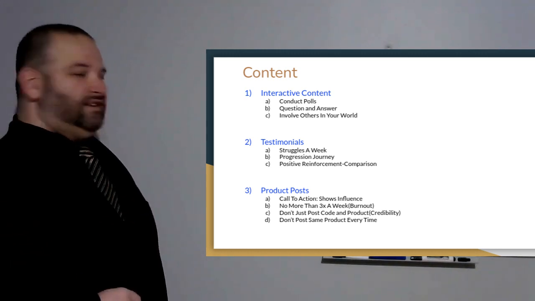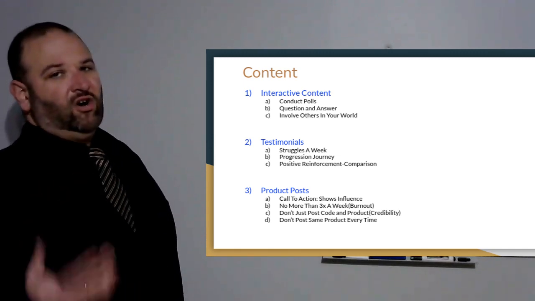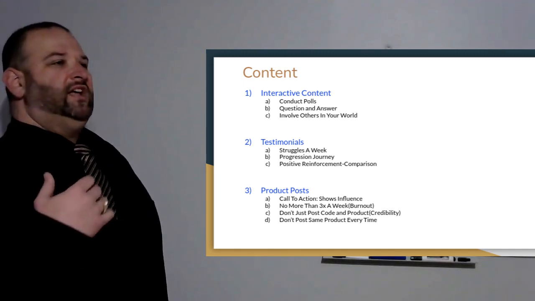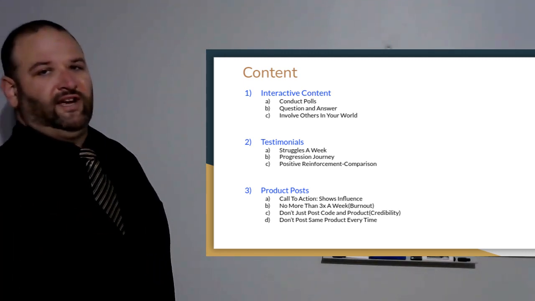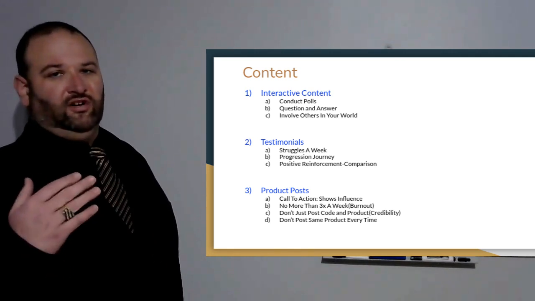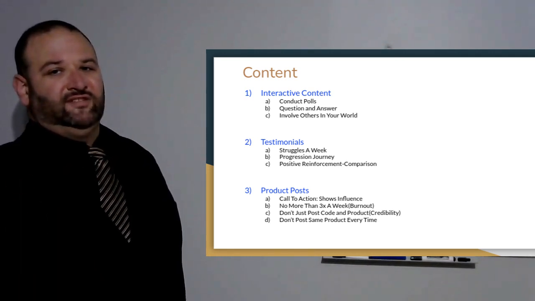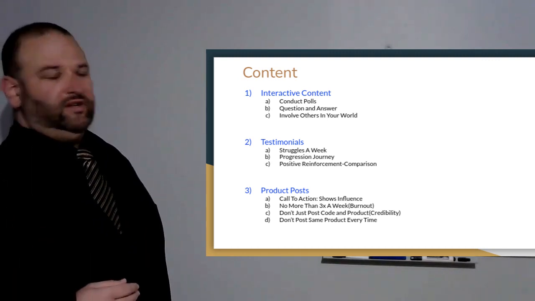You also need to touch on product posts. Now, when it comes to product posts, you need to have a call to action, right? You need to be having them go to a particular website or get a particular discount code. You need to make sure that there is something that they have to do. And when you do that, you truly see what your engagement level is.